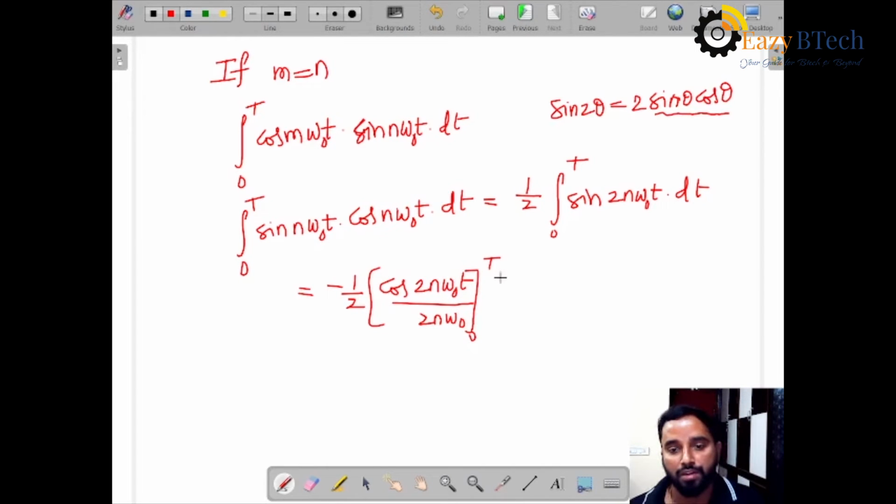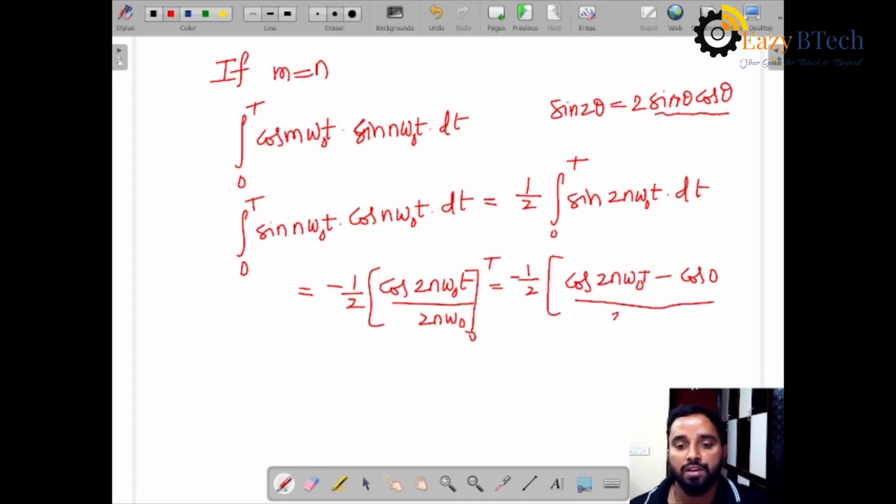So substitute the upper and lower limits. Minus 1 by 2. So the upper limit is 2n omega naught capital T and the lower limit is 0, so cos 0, and divided by 2n omega naught. This total is divided by 2n omega naught.